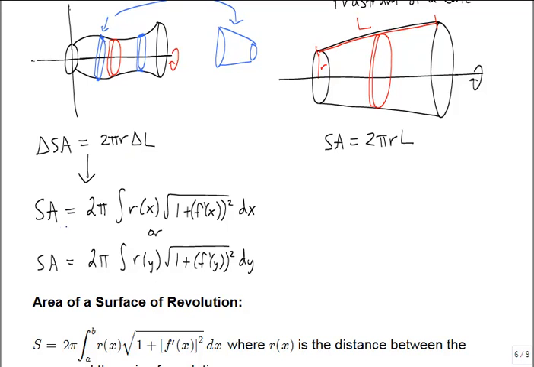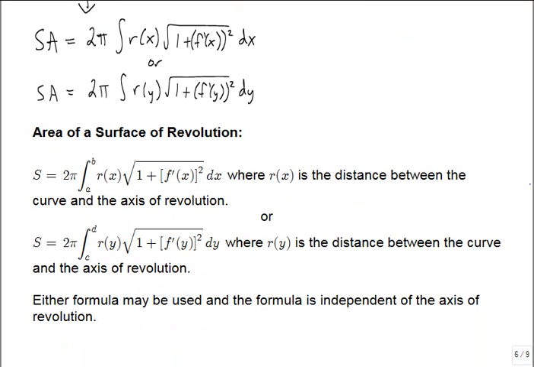And the surface area integral that it turns into is 2 pi times the integral of r of x, so this radius is going to be a function of either x or y, times your arc length. And this is the same arc length formula that we just talked about, the square root of 1 plus f prime of x quantity squared, or if you're doing y's, the square root of 1 plus f prime of y quantity squared dy. So you get two different versions of this surface area formula. And it's basically derived from that 2 pi rl formula for the surface area of a frustum of a cone.